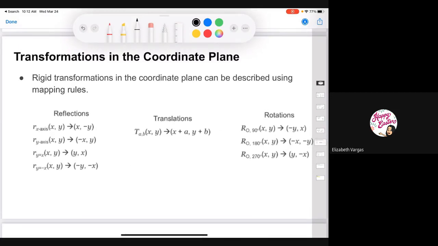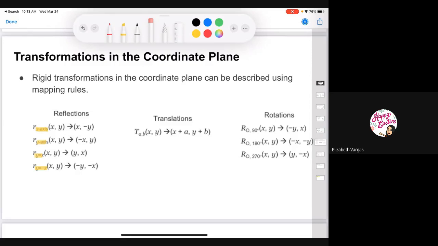So rigid transformations in the coordinate plane can be represented using mapping rules, which we've seen. We've seen the mapping rules for reflections, the mapping rules for translations, and the mapping rules for rotations. And this is just a reminder of those different mapping rules. For reflections, we have mapping rules for reflection across the x-axis, the y-axis, y equals x, y equals negative x. Depending on the type of reflection you have, that changes, which we've looked at.